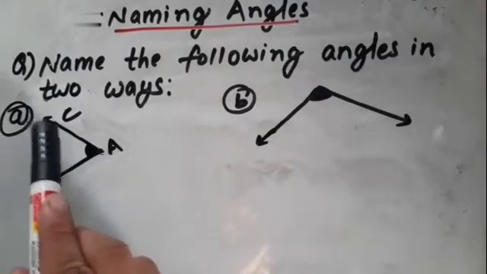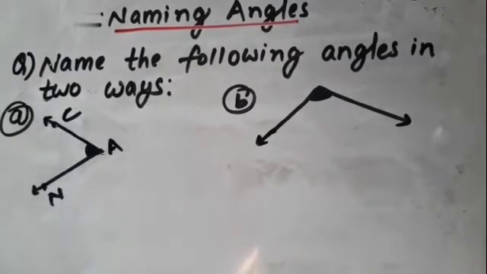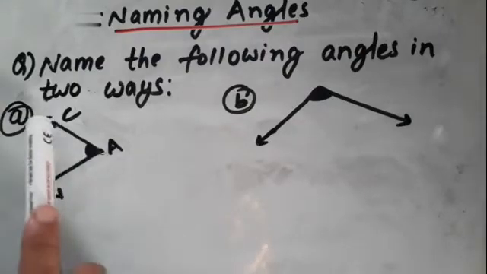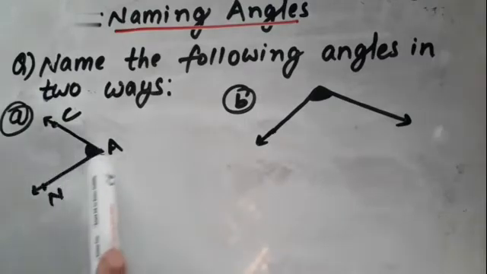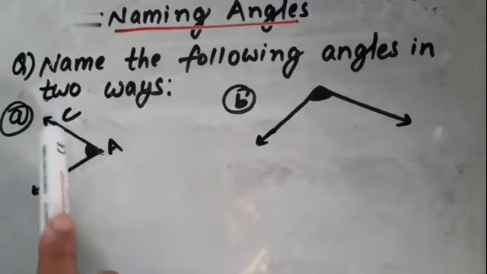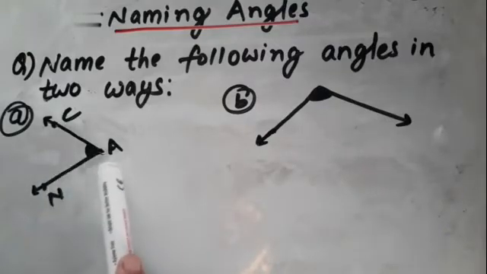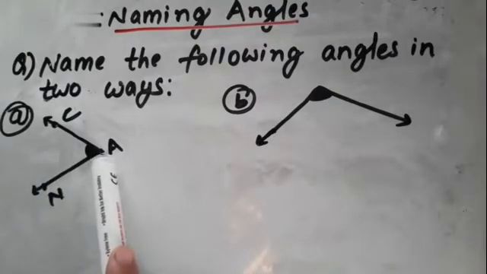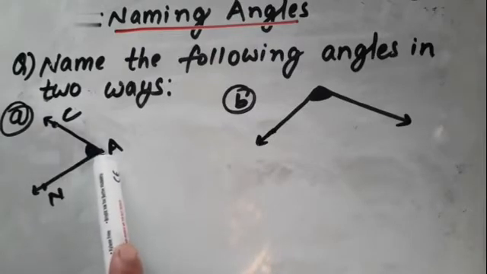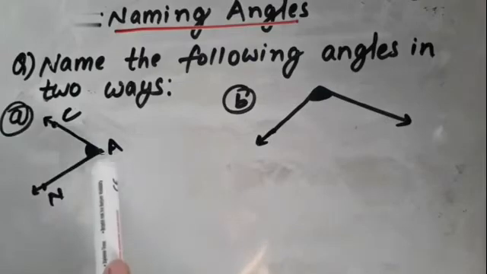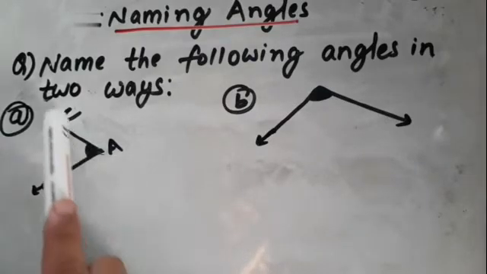As you can see in question number A, there is one angle. An angle always forms with the help of two arms. Here one arm is CA, another arm is AN. These two arms CA and NA have met at point A. Therefore point A is the vertex, and in the vertex A, the angle has been formed. So we are going to write the name of this angle in two ways.